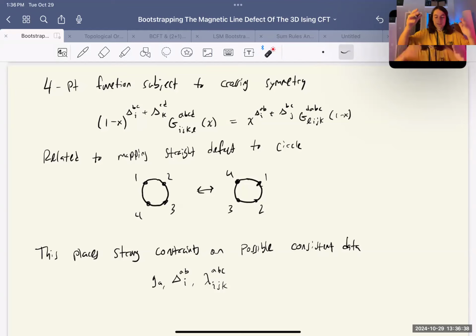So yeah, the point in the end is just that I want to always be regulating the defect in the IR as being circular. But then, sorry, a physical comment: you mentioned that what you get for G is different in these two cases.